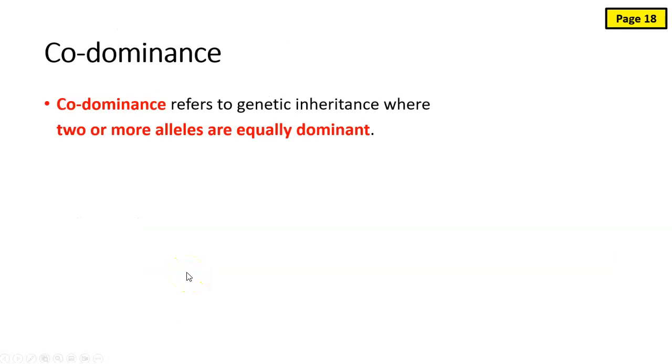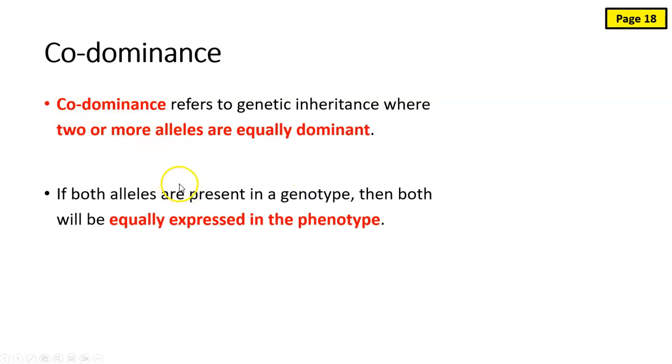Okay, so let's start by looking at what codominance actually is. It's a form of genetic inheritance where two or more alleles are equally dominant to each other. So we don't have any recessive genes here, they're equal dominance. So both alleles are present in the genotype, therefore both will be equally expressed in the phenotype.